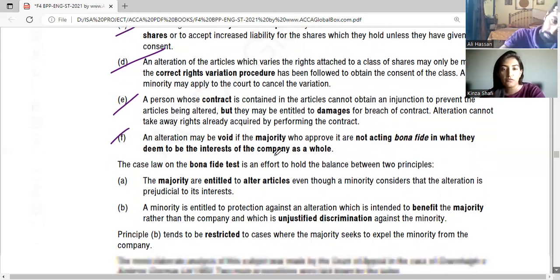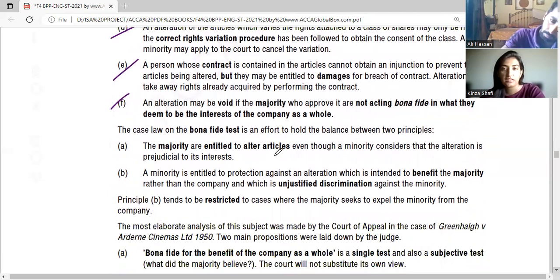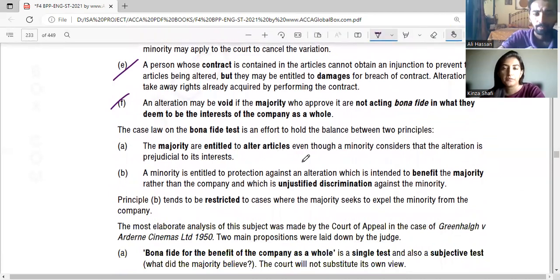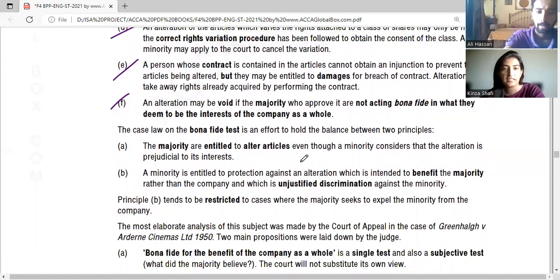An alteration may be void if the majority who approve it are not acting bona fide in what they deem to be the interest of the company as a whole.